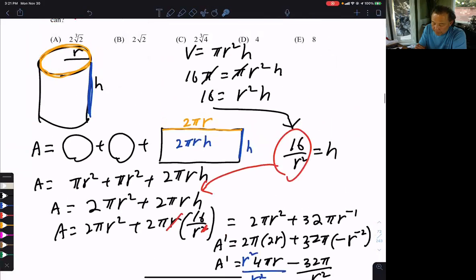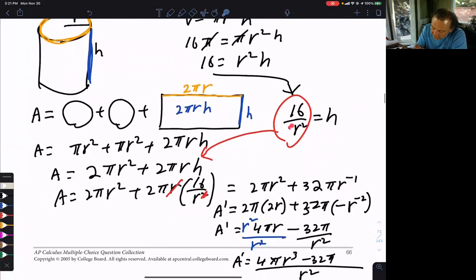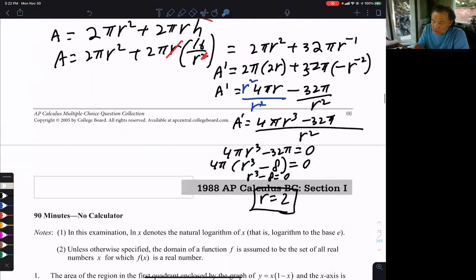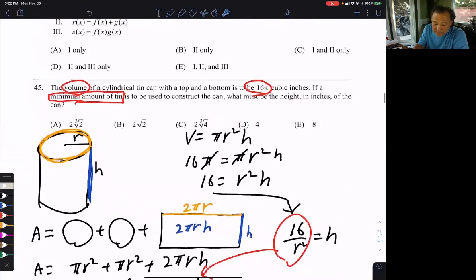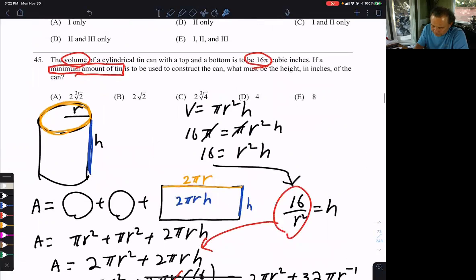R is 2. So if you plug a 2 here, 16 divided by 2 squared is 16 divided by 4. H would come out to be 4. That's got to be the answer. Since it's a multiple choice, I don't have to prove it. I only had one critical point. R is 2. I don't have to check it. So the height has got to be 4.